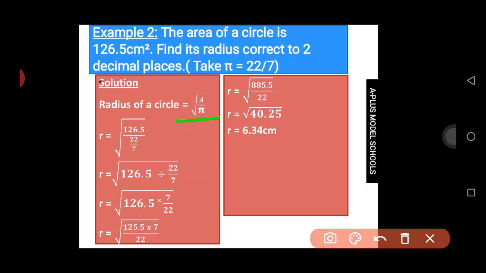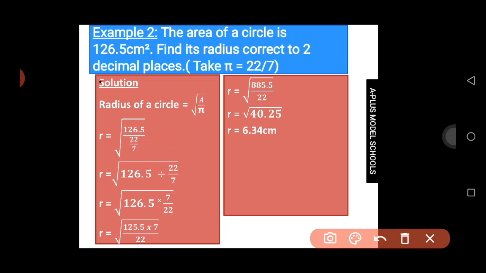So where A is the area, and our area here is 126.5 over 126.5 all over the pi, which is 22 over 7, divided by 22 over 7. So here I have 126.5. The over means division, divided by the fraction, which is 22 over 7.